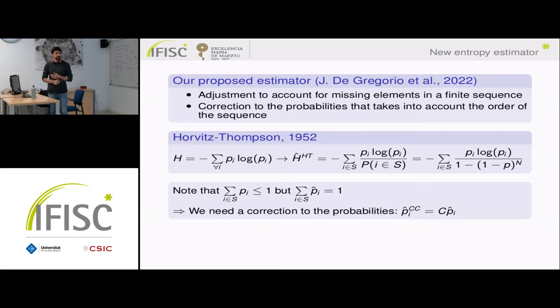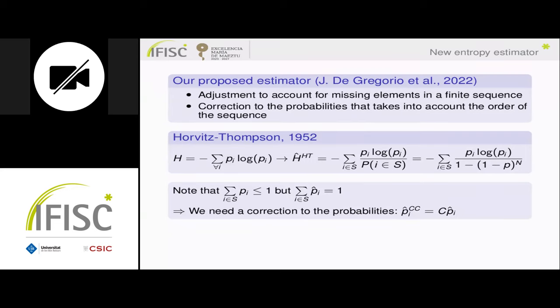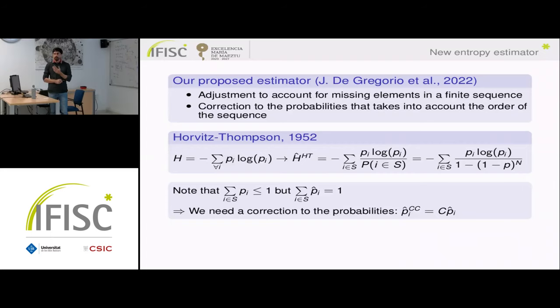So notice here that the sum of the probabilities of the elements that appear in the sequence is generally less than one, but by construction, the estimated probabilities always sum to one. So we also need a correction to the probabilities. What we do is to correct them by a constant C.